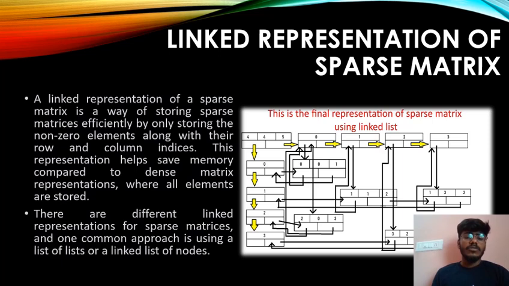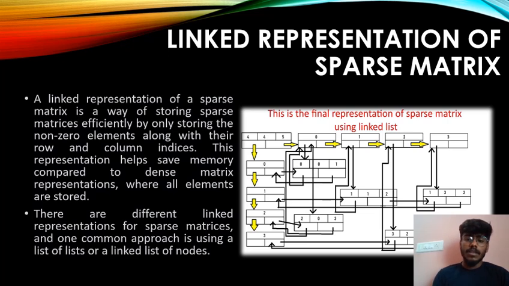Then the last topic is linked representation of sparse matrix. A linked representation of a sparse matrix is a way of storing sparse matrices efficiently by only storing the non-zero elements along with their row and column indices. This representation helps save memory compared to dense matrix representations where all elements are stored. There are different linked representations for sparse matrices, and one common approach is using a list of lists or a linked list of nodes. Here's an example of the representation of a sparse matrix using a linked list.